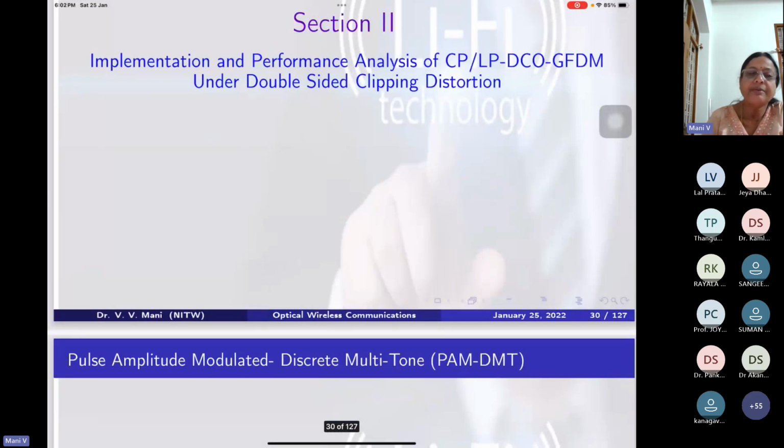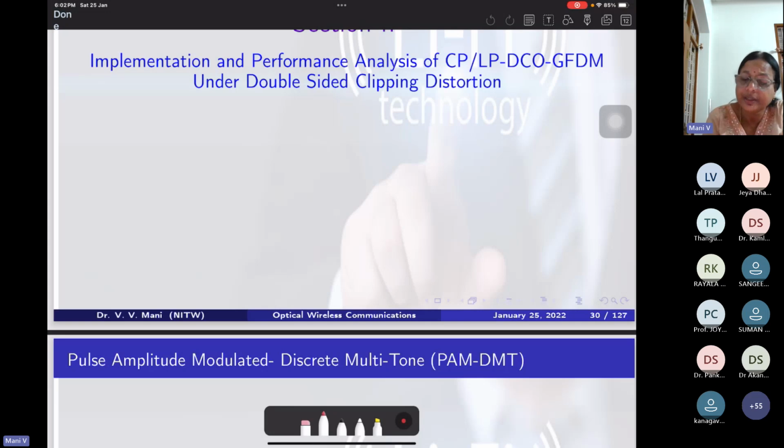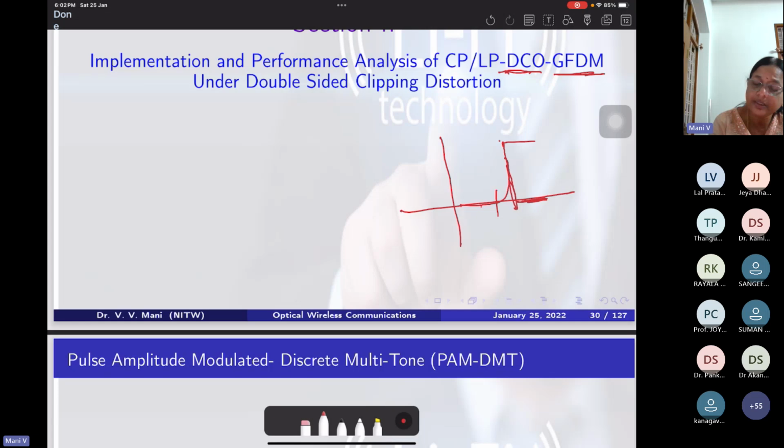Here the format of the modulation technique is changed. We used DCO-OFDM earlier, right? Now DCO-GFDM, generalized frequency division multiplexing. And we have also seen the clipping distortion, because the diode clips your signals. It can transmit the signal only in this region, and if it goes beyond that, it just clips the output.